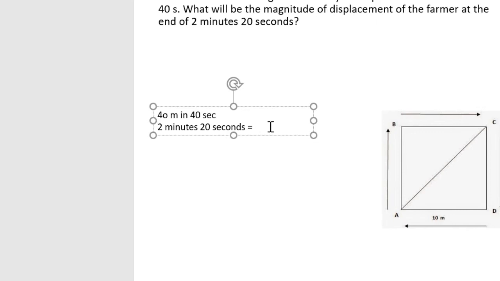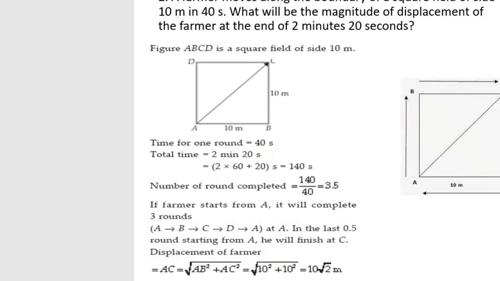So 40 meters he travels in 40 seconds. So after 2 minutes 20 seconds, where will he be? First you've got to calculate the time. 2 minutes 20 seconds is 140 seconds total. Correct? Now you know that one round is how much? One round is 40 meters, right? And he takes one round in 40 seconds.